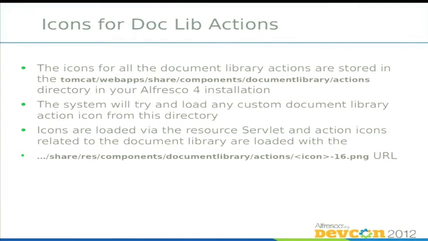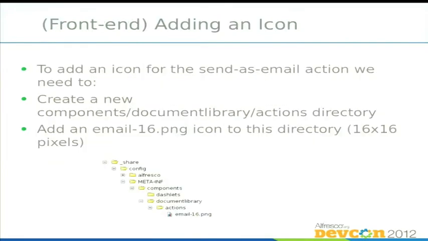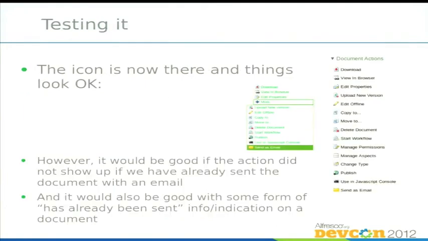Now, icons. I want an icon also because it was missing. That's a bit tricky. You have to put them in a special place, and they have to actually be named according to the icon attribute -16.png. It has to be named like that, and it has to go into Document Library Actions. So you would put that under META-INF somewhere in your Share extension, like this, for example. Now, if you try it again, you'll see the email kind of icon there. So now it's starting to look better.